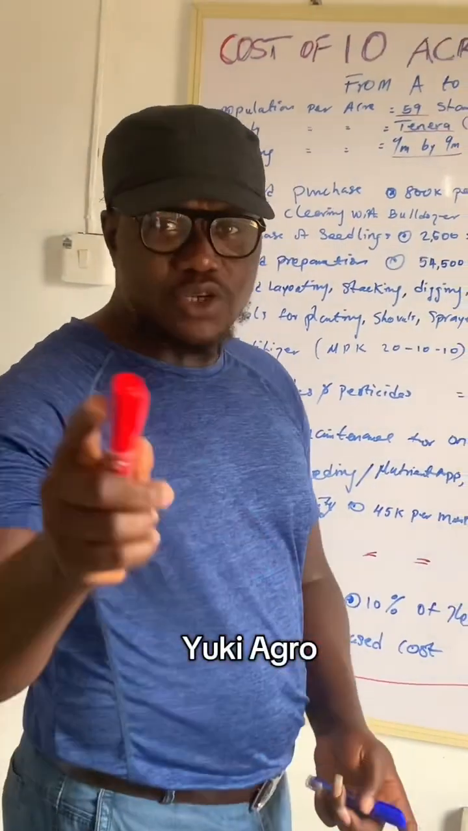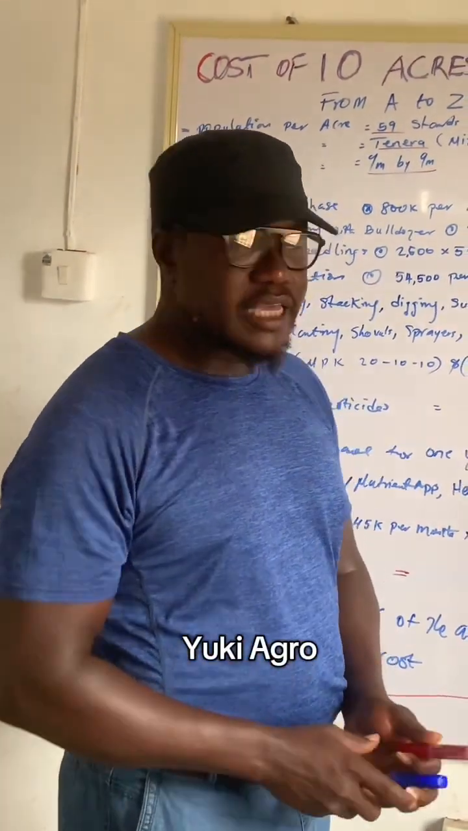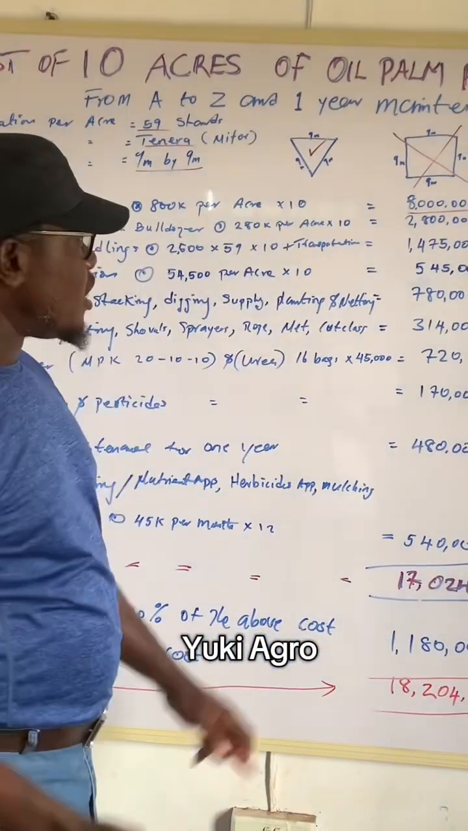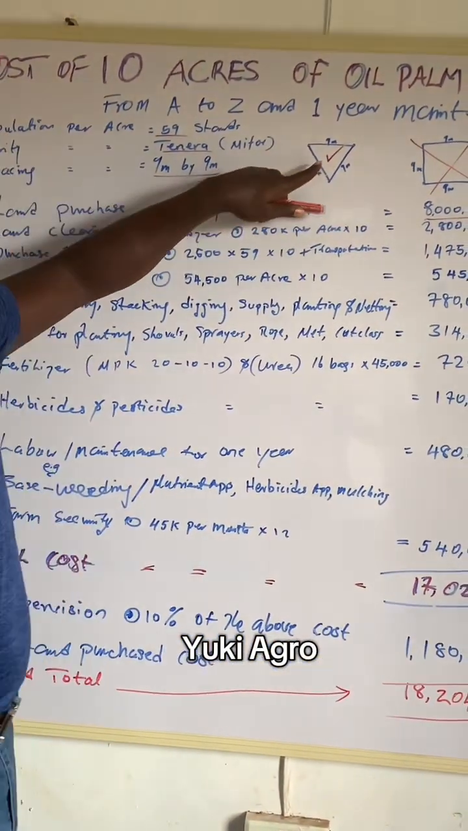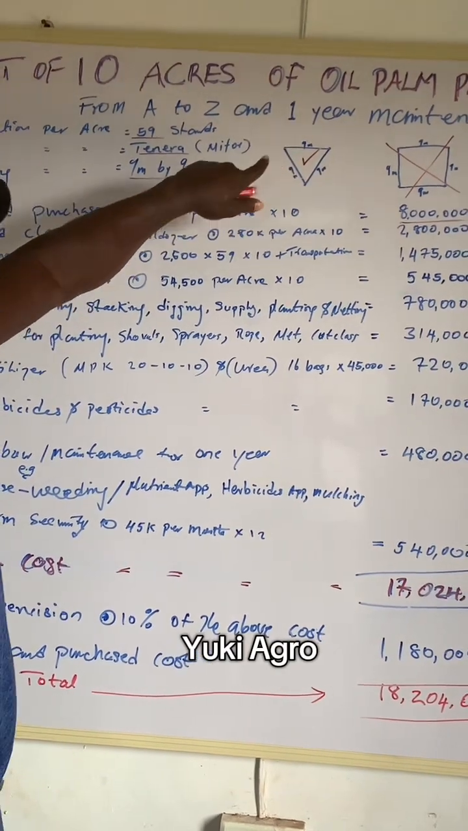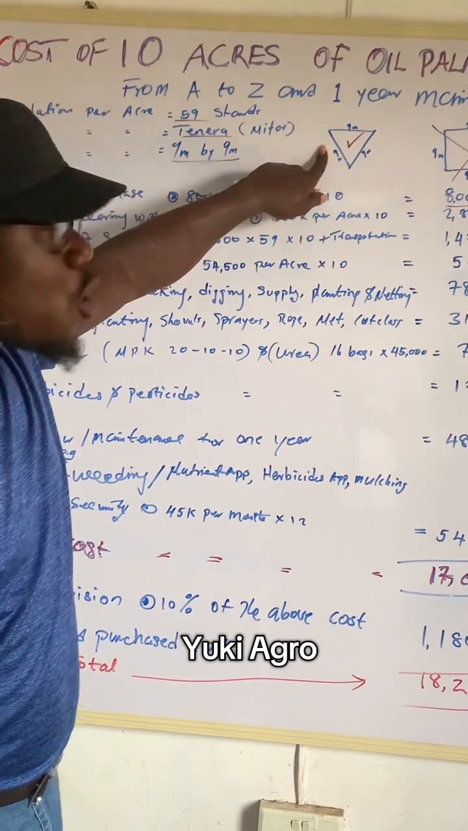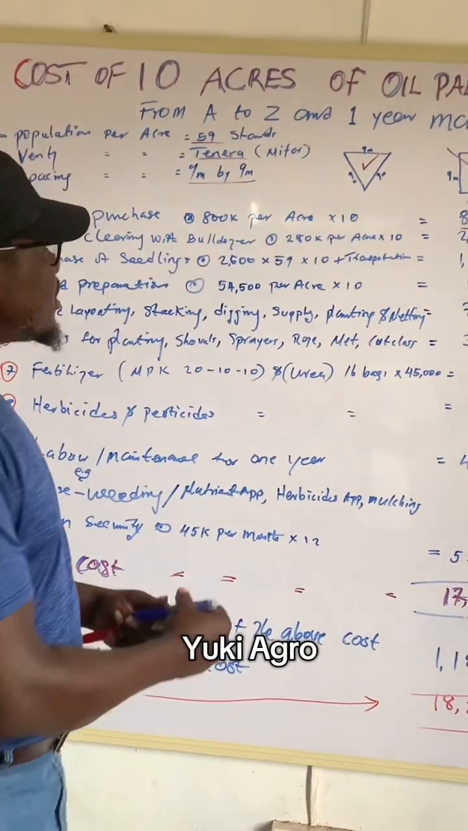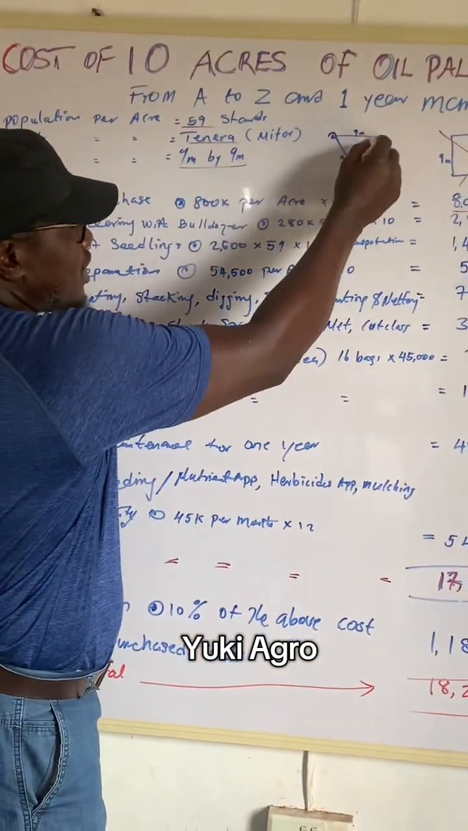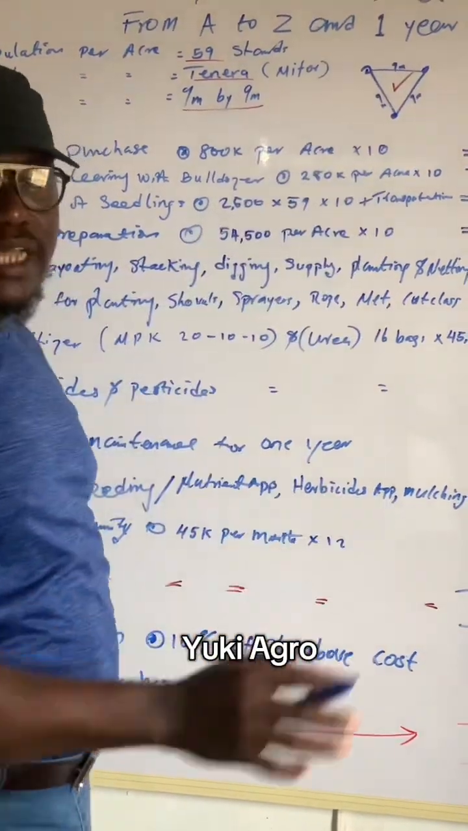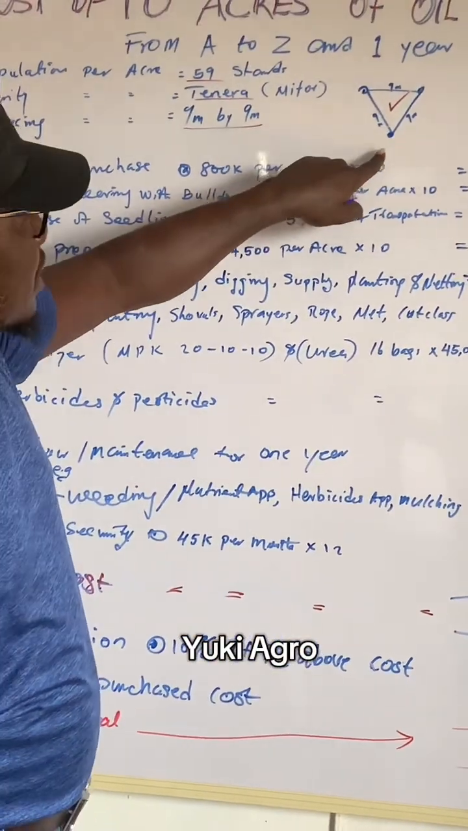Then one basic information that I must not leave out here is the standard of establishing palm oil plantation. This is the triangular form of establishing your field. When you want to lay out your plantation, you must go with triangular form, which means one stand will be here, another stand here, another stand here, okay? Then in between, there are 9 meters. That is the standard way.